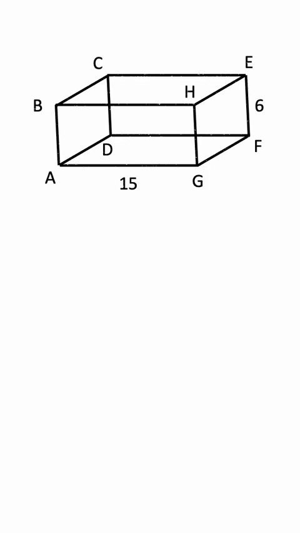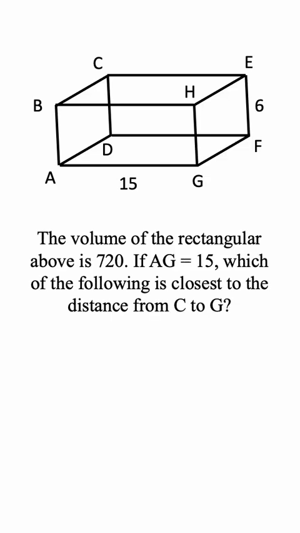So today we want to answer this GRE question. We have access to the volume of the rectangular solid above, which is 720. And we know that AG is equal to 15. And we are going to find the closest value to the distance from C to G, which is this one.